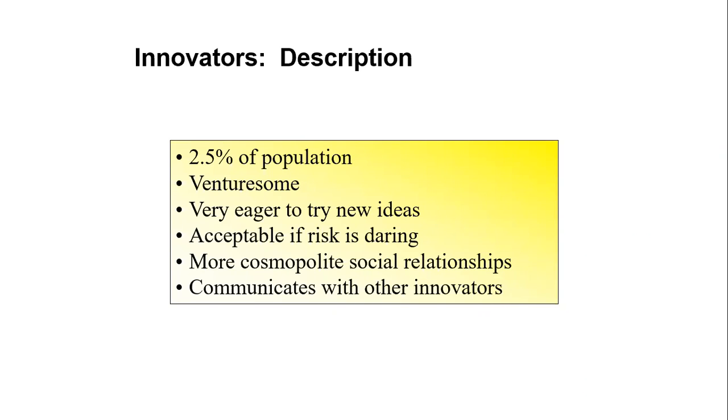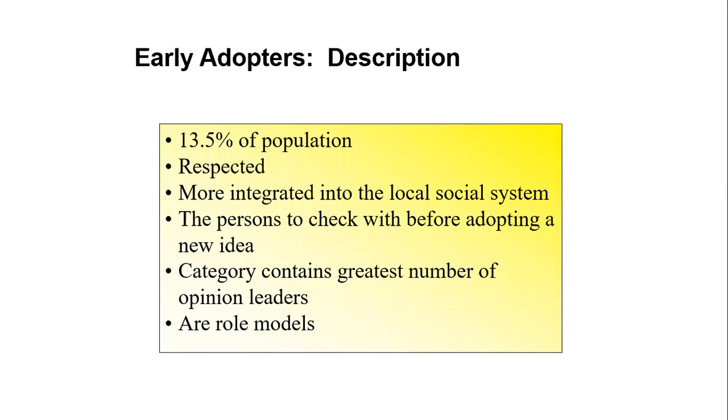These are 2.5% of the population. They are venturesome, very eager to try new ideas, accept risk even if it is daring, have more cosmopolite social relationships, and communicate with other innovators also. So these are called innovators. Coming to early adopters, they are 13.5% of the population. They are very respected and more integrated into the local social system. They are the persons to check with before adopting a new idea. This category contains the greatest number of opinion leaders, and most of them are role models.